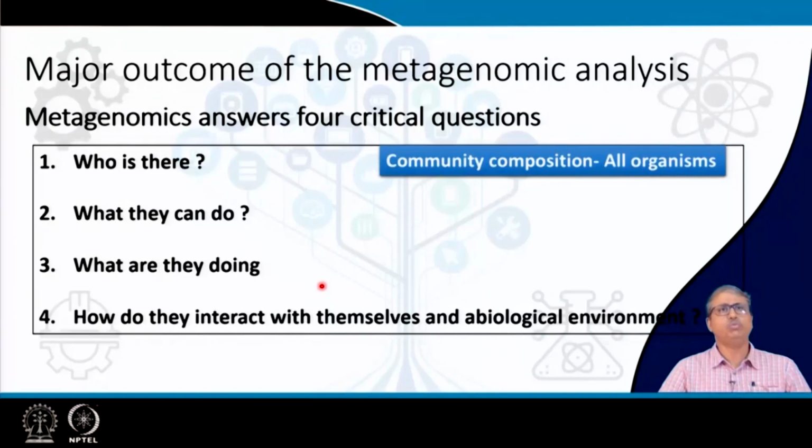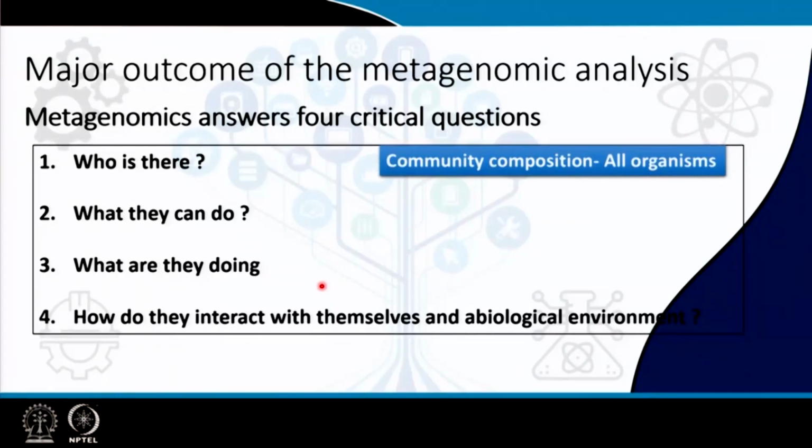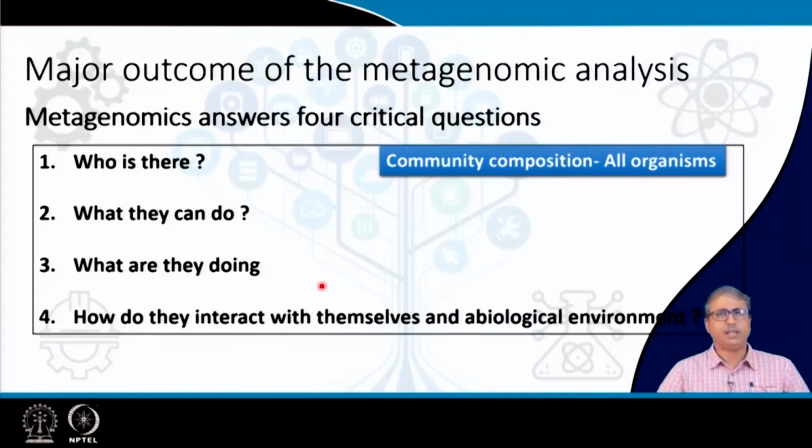So, in terms of who is there, it is basically the community composition that we get. Unlike the 16S ribosomal RNA gene, which only targets prokaryotic organisms, in the case of metagenomics it is beyond any boundary of prokaryote or eukaryote. It will give you all the taxonomic marker genes, 16S, 18S, even the rpoB gene and many other single copy marker genes which are conventionally used to delineate the taxonomy of organisms, both eukaryote, prokaryote, virus, everything. So, you will get the community composition beyond any taxonomic boundary.